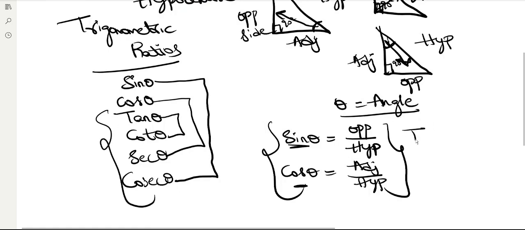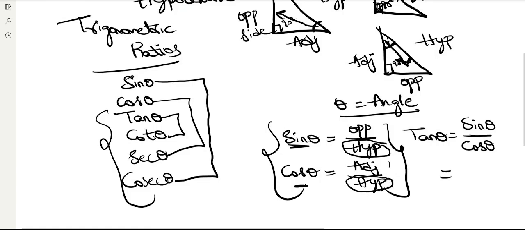Suppose tan theta can be written as sin theta upon cos theta. You have the formula for sin theta as opposite by hypotenuse and cos theta as adjacent by hypotenuse. Here you can see the hypotenuse is common in both formulas, so you can ignore them and write it directly as tan theta equals opposite upon adjacent side.